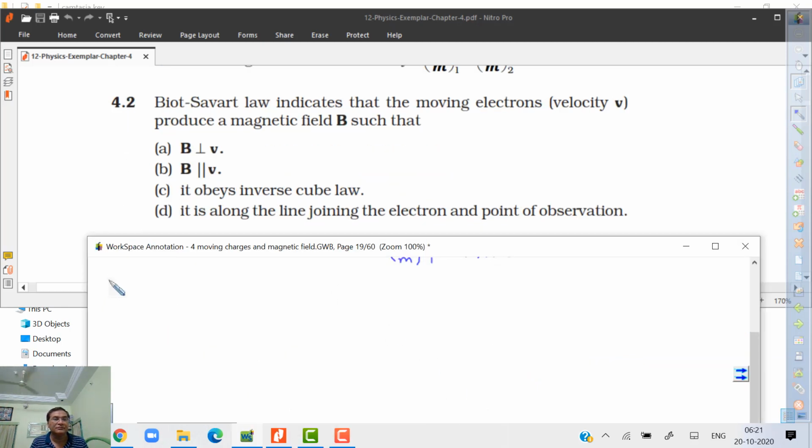Second question, 4.2. Biot-Savart law indicates that the moving electron produces a magnetic field B such that B is perpendicular to V, parallel to V. It obeys inverse cube law. It is along the line joining the electron and point of observation.